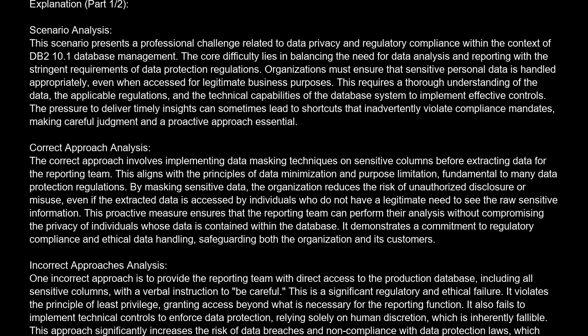Incorrect approach analysis. One incorrect approach is to provide the reporting team with direct access to the production database, including all sensitive columns, with a verbal instruction to be careful. This is a significant regulatory and ethical failure. It violates the principle of least privilege, granting access beyond what is necessary for the reporting function. It also fails to implement technical controls to enforce data protection, relying solely on human discretion, which is inherently fallible.